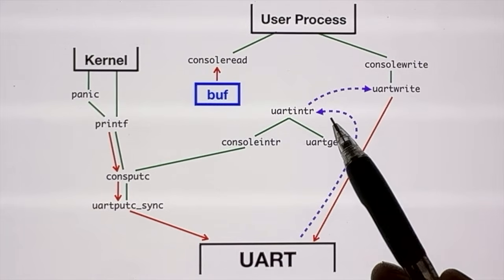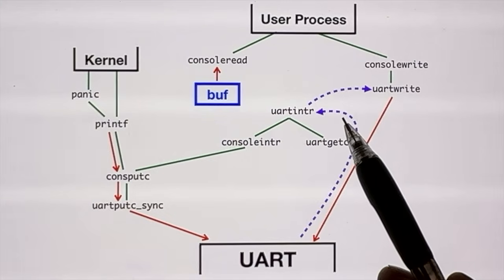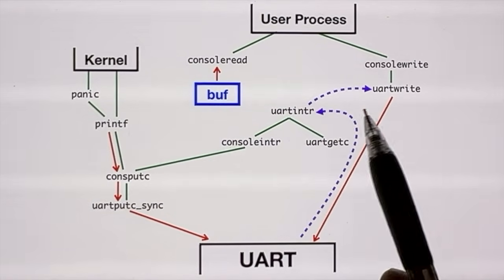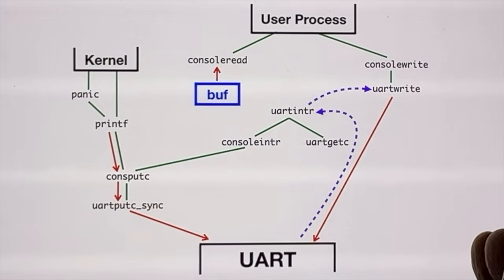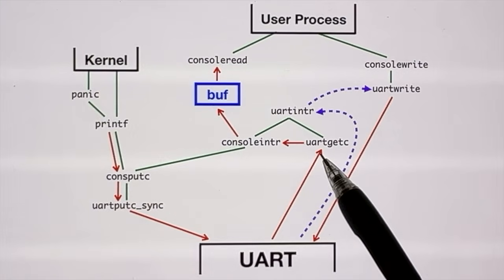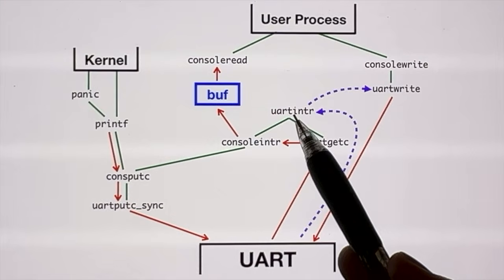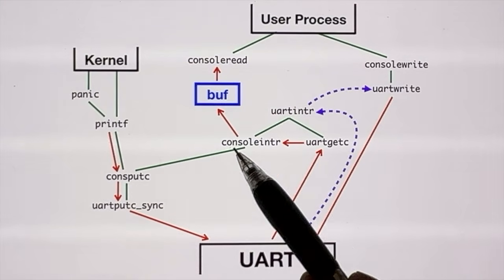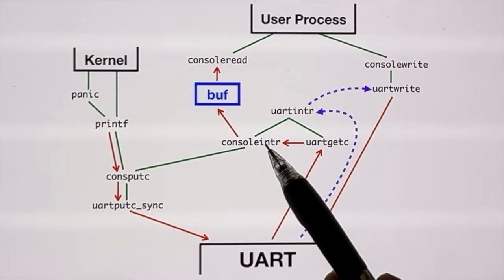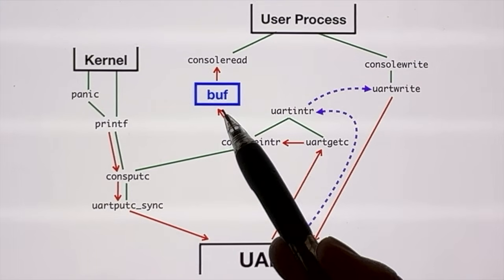Also, when input arrives, when the user presses a key, an interrupt will be generated. So UART interrupt will also call the UART getC function to get a byte from the device if there is one ready to be retrieved. Then UART interrupt will invoke console interrupt, passing it the new incoming character. Console interrupt will place it in the buffer.